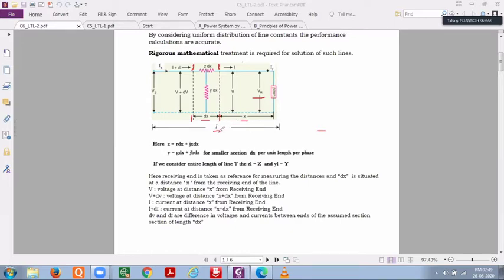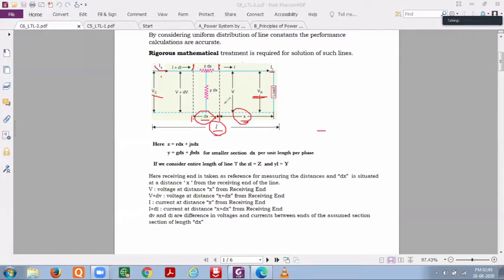Don't get confused, it's a simple term. This is the entire length of the line, L. We consider the receiving end as the reference, so from the receiving end to the dx point the distance is x, and this is the small differential section dx we are considering. Here are the other terms: the sending end current and receiving end current, which are the common terms.